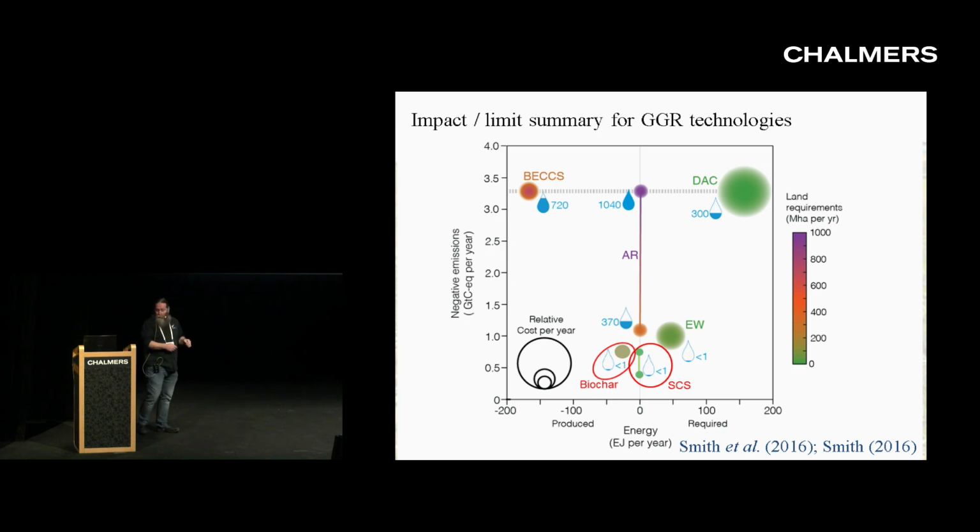But the ones I'm going to focus on a little bit more are biochar and soil carbon sequestration, because we've got somewhere between about 0.5 and a gigaton of carbon negative emission potential, but a low water footprint, a low cost, and a low land footprint. So these might be regarded as relatively low cost, relatively no-regrets options that we could do in a widespread way that would have limited externalities associated with the environment and in terms of costs.